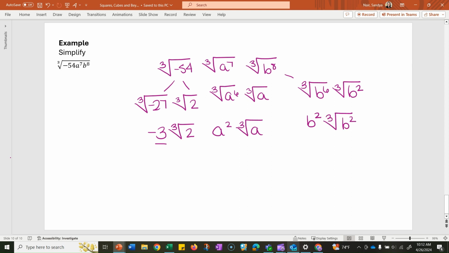So now let's pull out all the terms on the outside. So we have negative 3a squared b squared. And then we have the cube root of 2ab squared. And this is now our fully simplified answer.